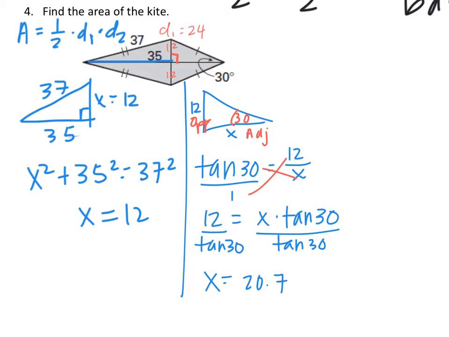So that 20.7, if we look at the picture here, is this line from, not quite the middle, but from that point where they meet to the edge. That is 20.7. So diagonal 2 equals 35 plus 20.7. Diagonal 2 is 55.7.